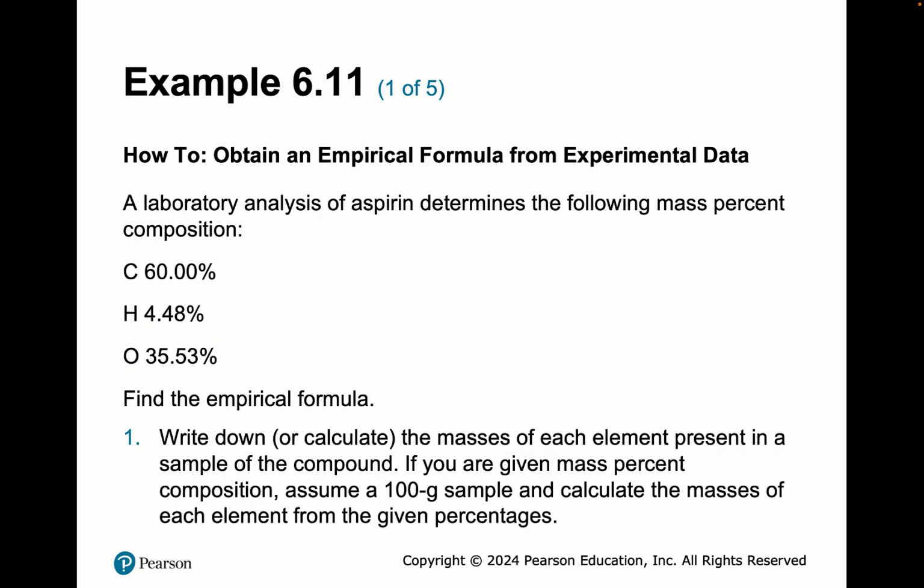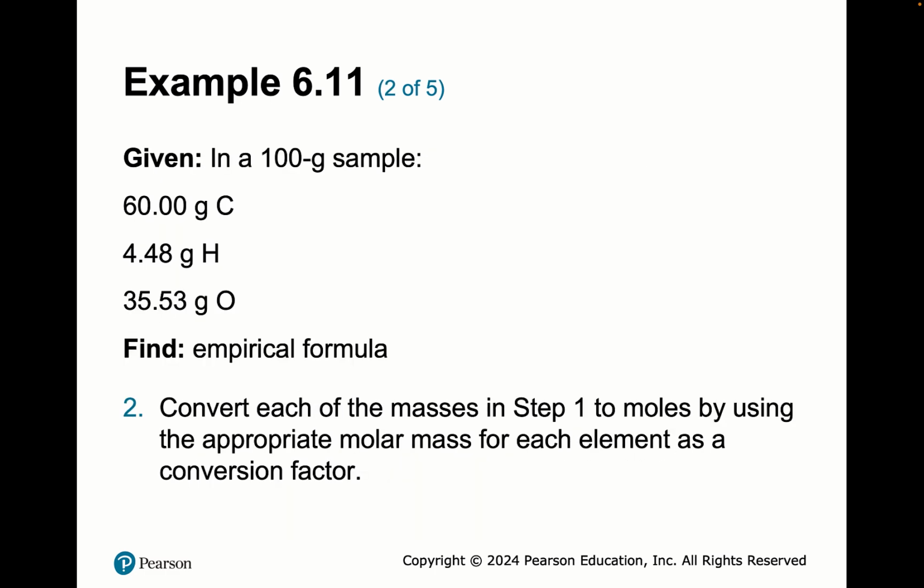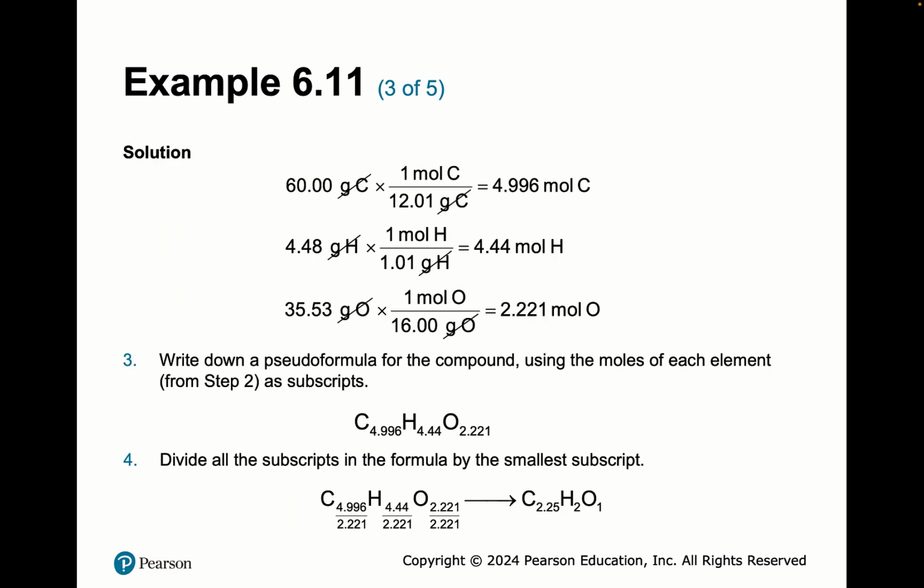So with that, let's do this again, except now with percent compositions. When you do a percent composition, it's similar to the previous problem, but just use any convenient number. I like using 100. 100 is just easy. So say 100 grams: 60 grams of carbon, 4.48 grams of hydrogen, 3.53 grams of oxygen. Then you convert to moles, and we have all these moles here. Now we divide by the lowest amount, and we get 2.25 units of carbon, 2 hydrogens, 1 oxygen.